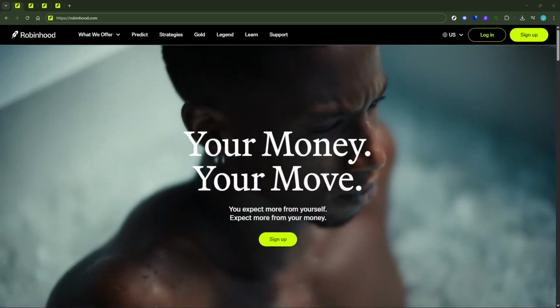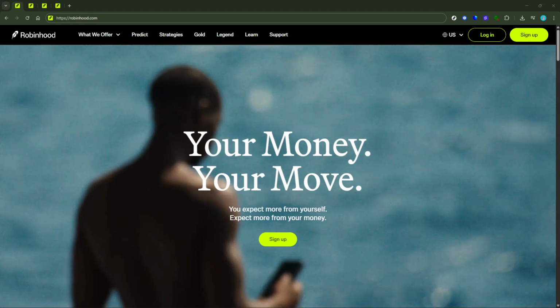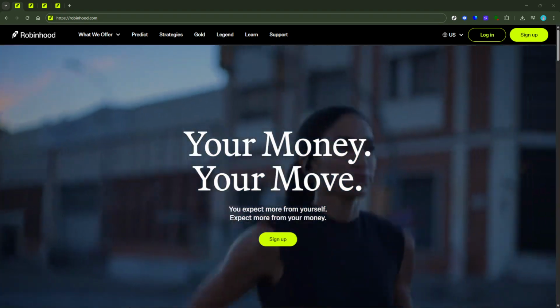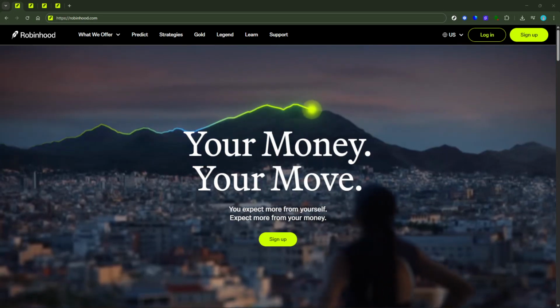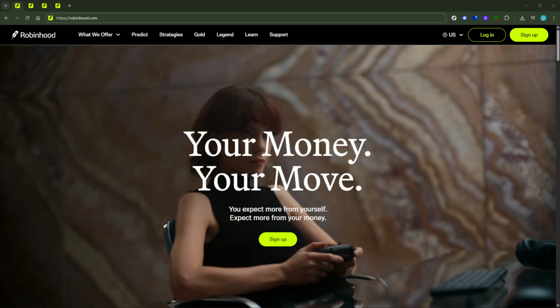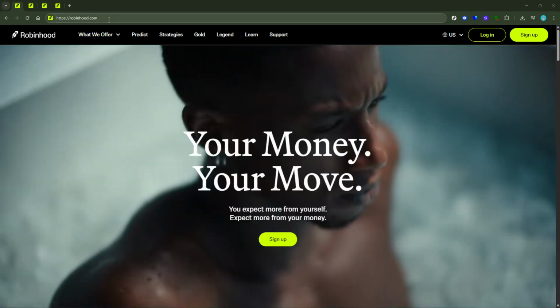In today's video, I'm going to teach you how to find and understand trading fees on Robinhood. Whether you're new to investing or just looking to get a clear picture of what you might be charged, I'll walk you through each step so you know exactly where to look and what these fees mean for your trading experience. Let's get started.